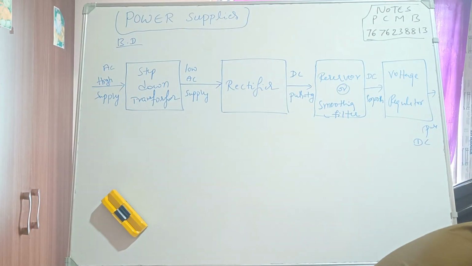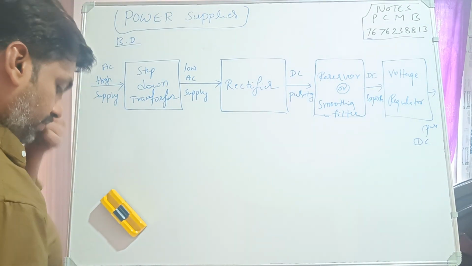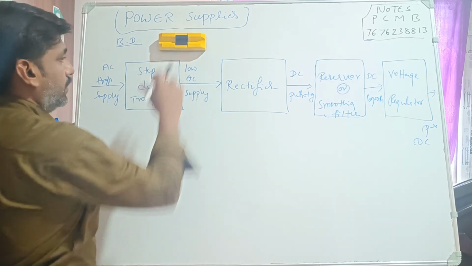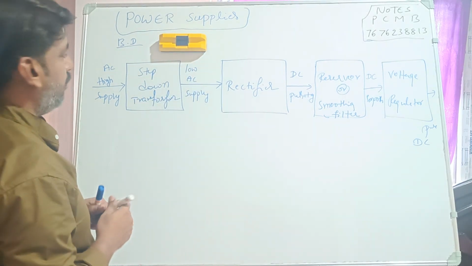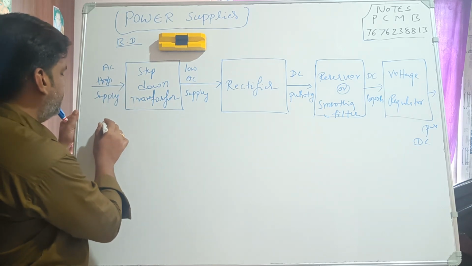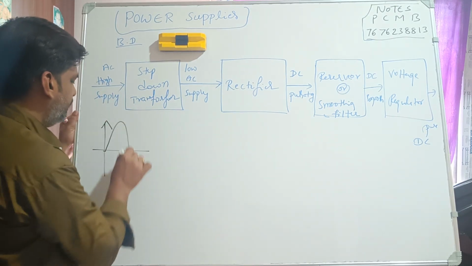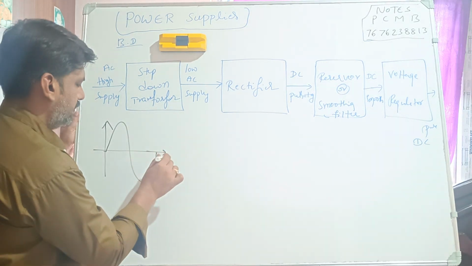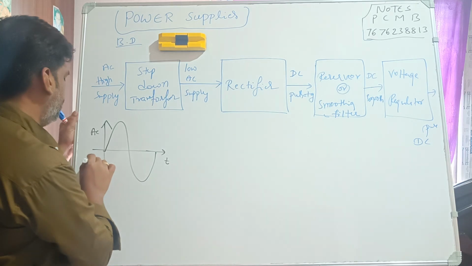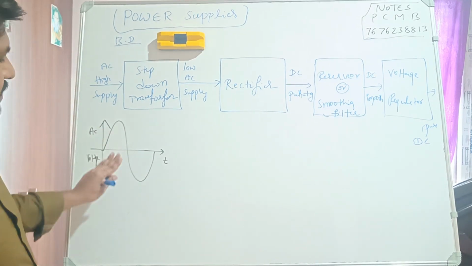So we will analyze how exactly this is going to work in the case of a power supply. This overall block diagram is the power supply. Initially, the AC is looking like this. AC voltage, or sinusoidal voltage, is AC, right? Initially it is like this.